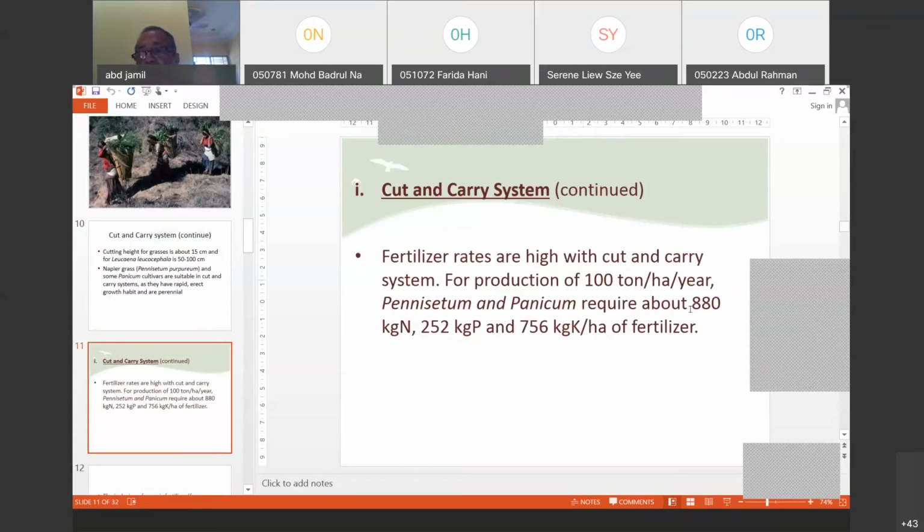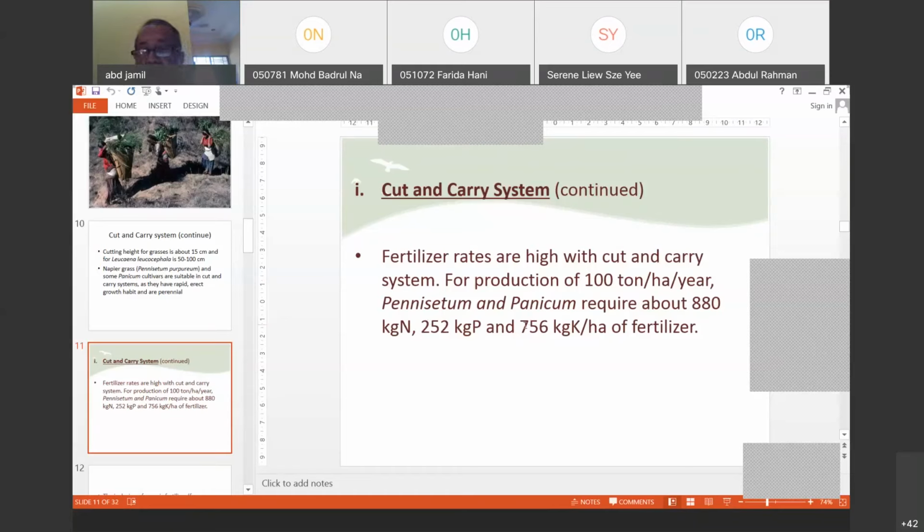That requires about 800 kilogram of nitrogen, 252 kilogram P and 700 of potassium. So if you round this figure up, it requires about 900 kilogram of N, 250 of P, and maybe about 800 kilogram of potassium fertilizer.